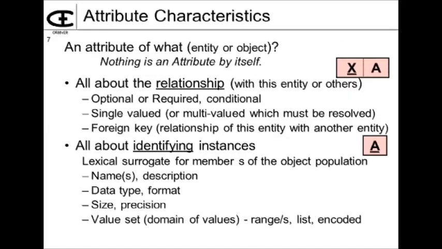When we say attribute, nothing is an attribute by itself. When we say things like optional, required, conditional, single valued, foreign key, all of those are about the relationship between X and A, or A and something. If we just want to talk about A, we can talk about the lexical surrogate to identify them. We can talk about the names, the data type, the format, the size, precision, the set of values, and so on. And all of those would be talking about A by itself.